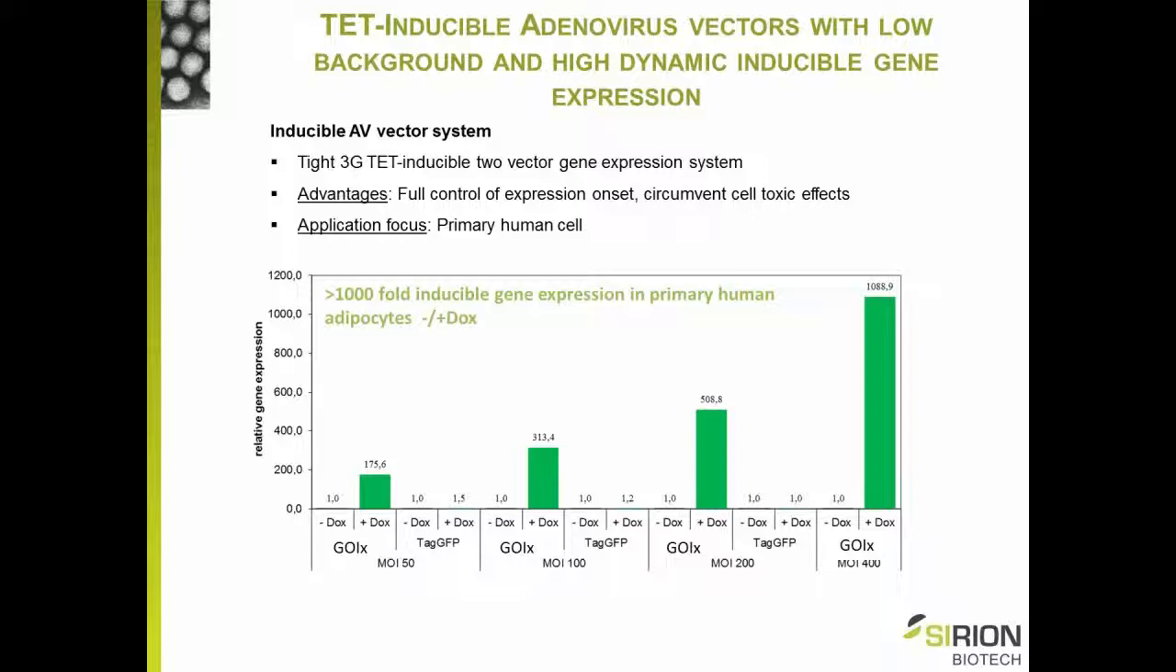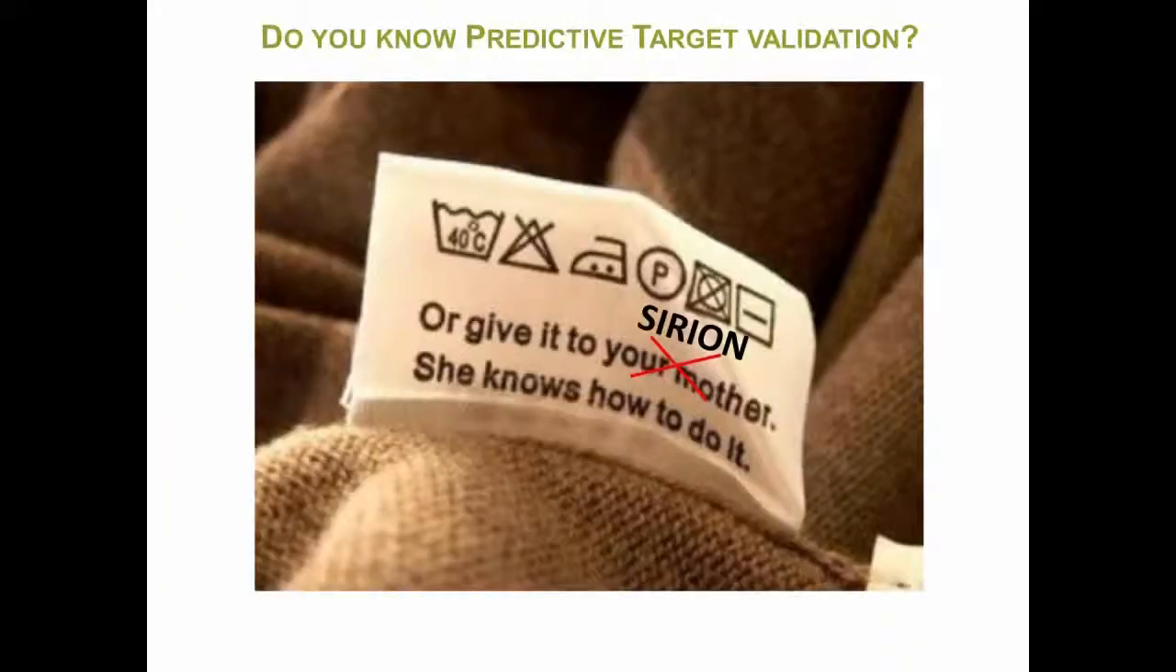More than 1,000-fold induction on the mRNA level of gene expression. Now coming to our target validation. Our starting point now is that we have a technology which allows us to generate stable cell models and inducible cell models. Now we need the RNAi, and now we need to be predictive at the end in the cell model.